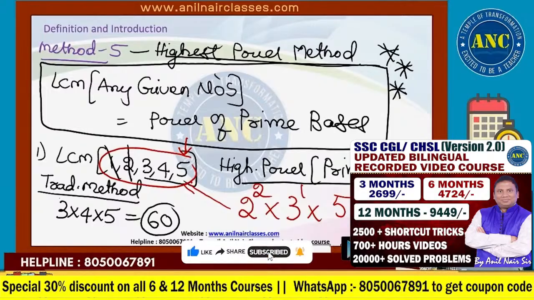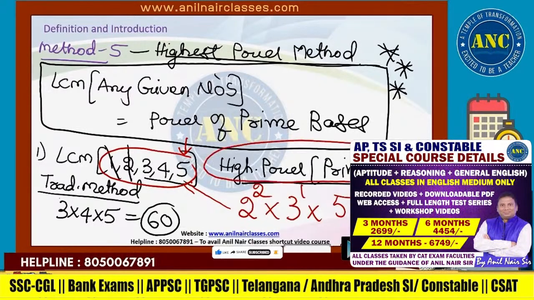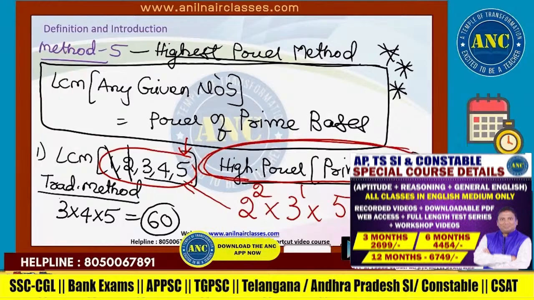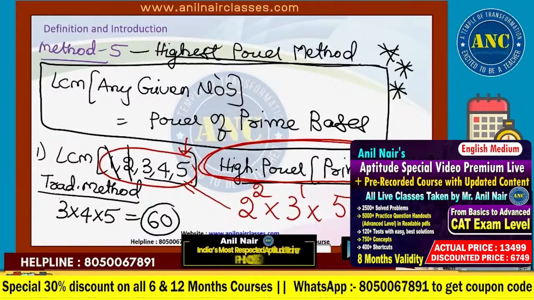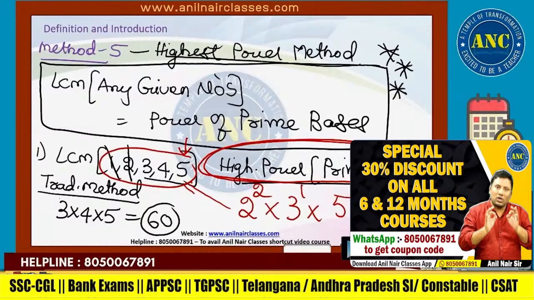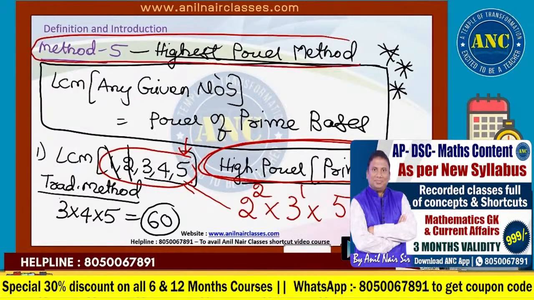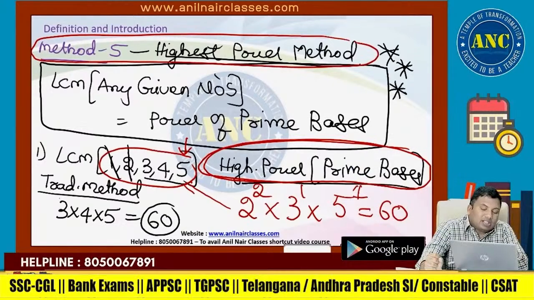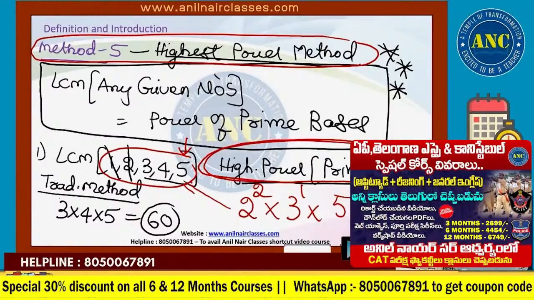Any LCM of given numbers can be written as highest power of the prime bases. Method 5 is writing down the LCM of a number as the highest power of prime bases. 3 more examples so that you will understand this concept clearly.